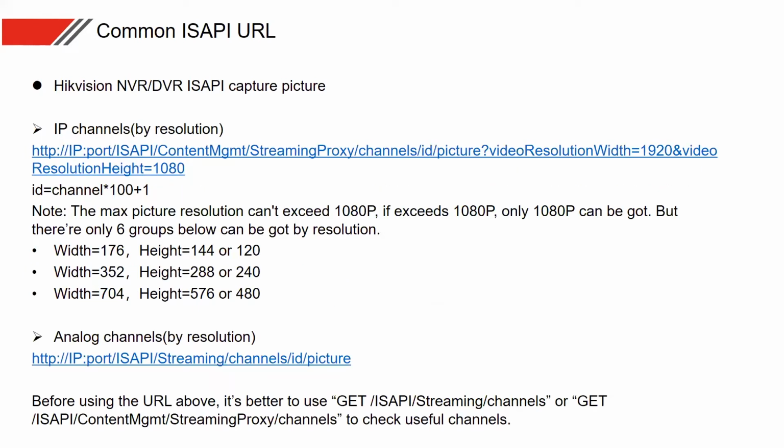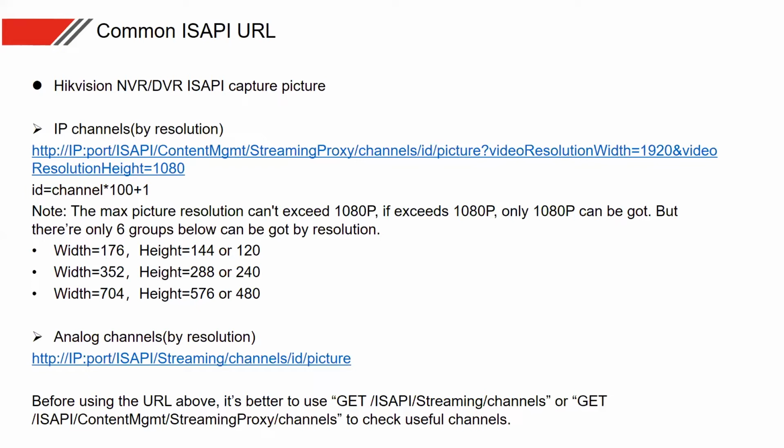And then if you want to capture a picture from our real-end device, from our NVR and DVR, the URL is kind of different. Basically, you use the XRP /content management/streaming protocol /channels and ID picture. You use this XRP command to capture a picture from an NVR or from a DVR, and then of course you can also set the width and height parameters if you want.